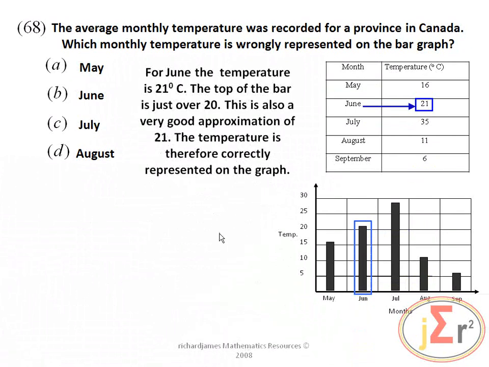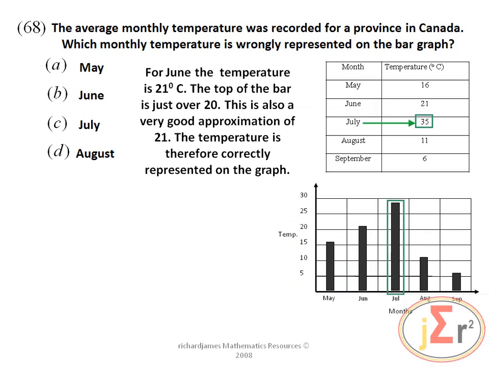For June, the temperature is 21 degrees. The top of the bar is just over 20. This is the 20 degrees Celsius mark. The top of the bar is just above 20. This is also a very good approximation of 21. The temperature is therefore correctly represented on the graph.